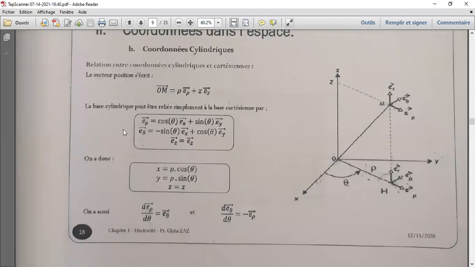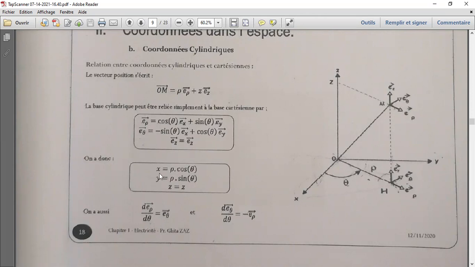You can also differentiate if you are given e theta and they tell you to find e rho. You just differentiate e theta with respect to theta, and it will give you negative e rho. If I differentiate negative sine, it gives negative cos, but there's a negative here, so negative cos times negative gives cos ex. If I differentiate cos, it gives negative sine, and times negative gives positive sine, which is this formula here. So this is important. You have to know it.